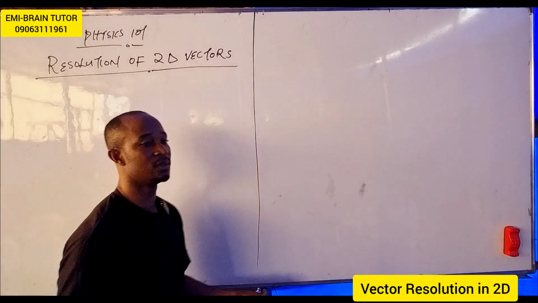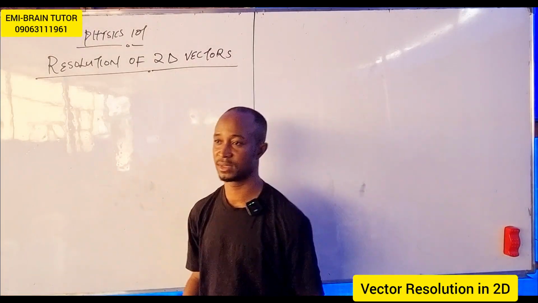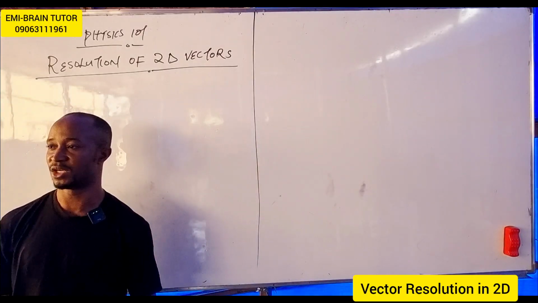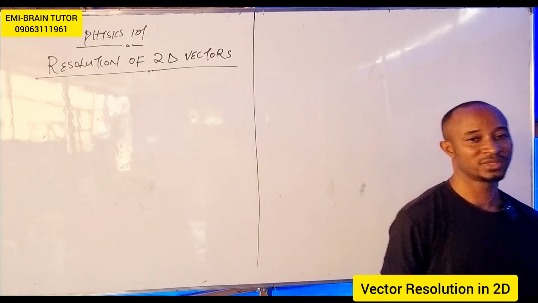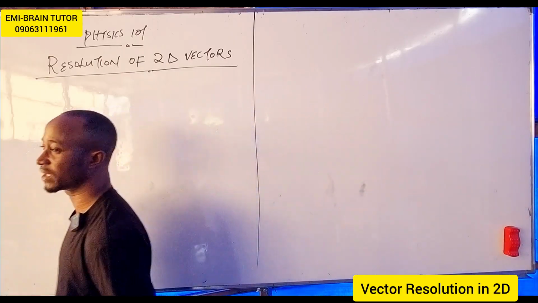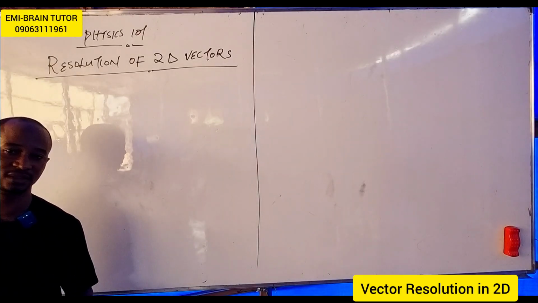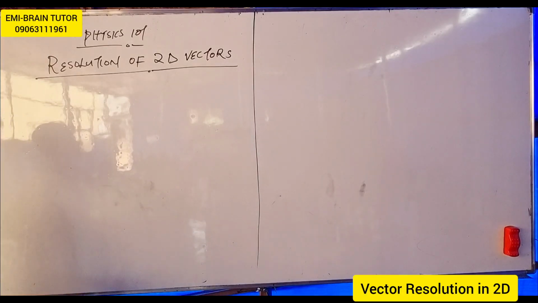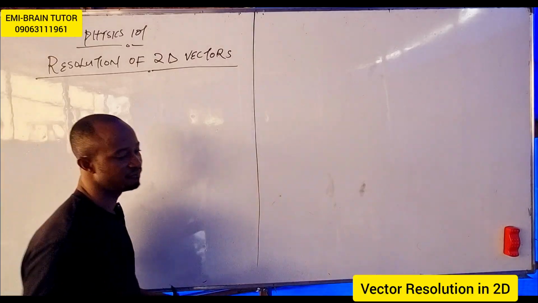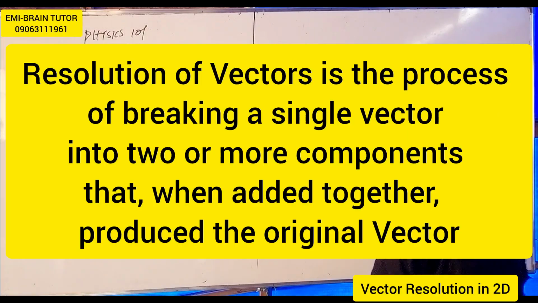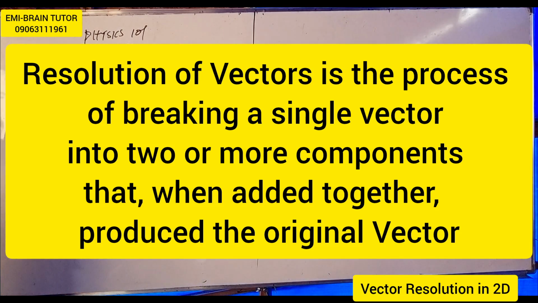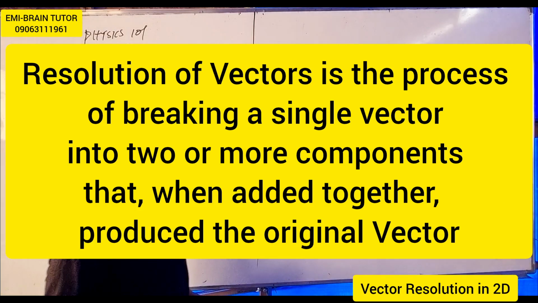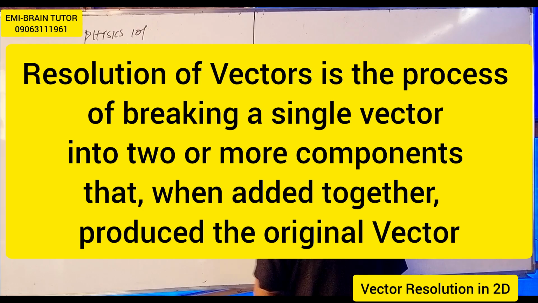All right, students. In this class, we shall be focusing on vector resolution in 2D. The word 2D means two-dimensional. You can also resolve vectors in 3D, but let's look at 2D vector resolution. We have defined vector resolution as the splitting of a single vector into two or more component vectors, such that when added together they form the original vector.